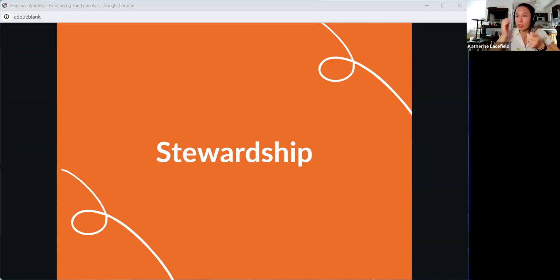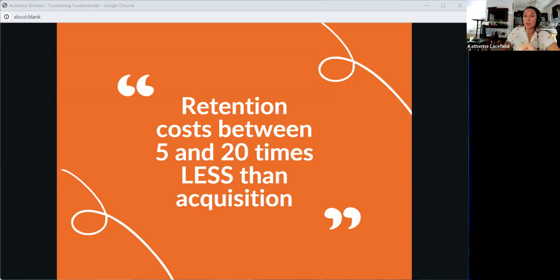I don't mean obviously going on dates with your donors, but what I'm saying is you still have to build up the rapport with your donors. And this is where the importance of stewardship comes in. So, just a quick data point that is useful: retention costs between 5 and 20 times less than acquisition. So getting that second donation, getting that second date, is a lot less work than getting the first one.